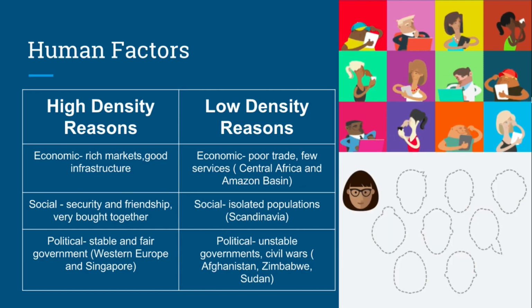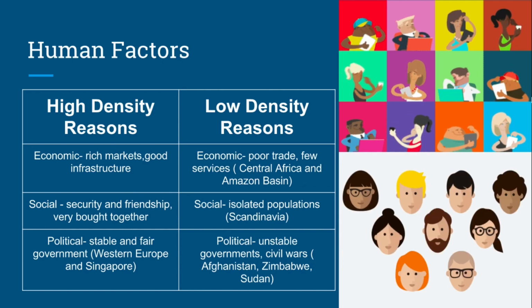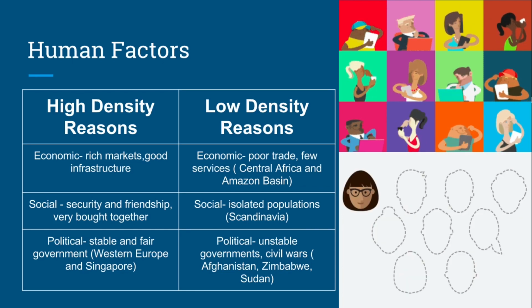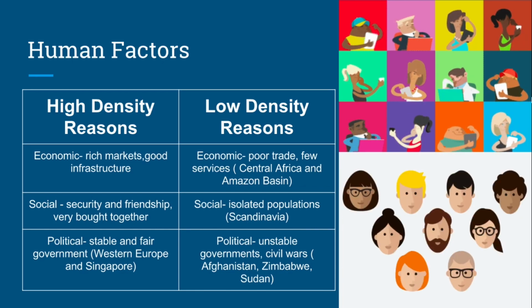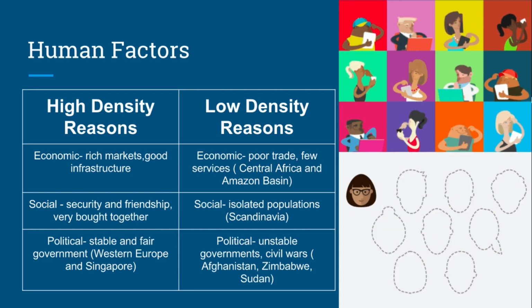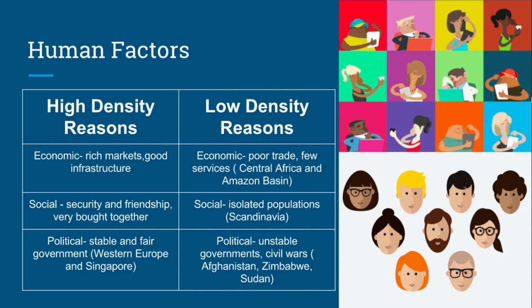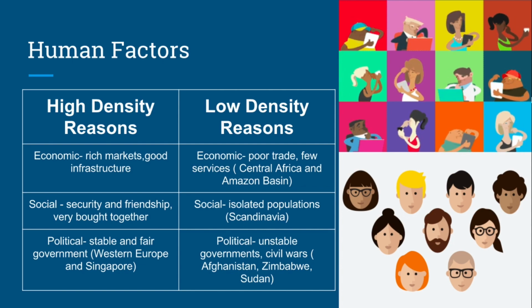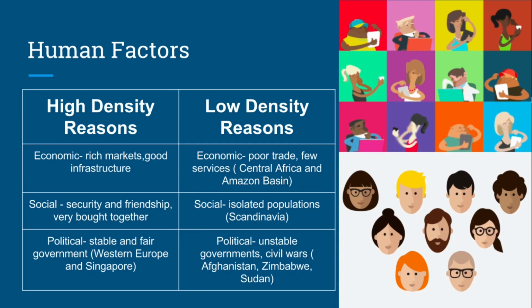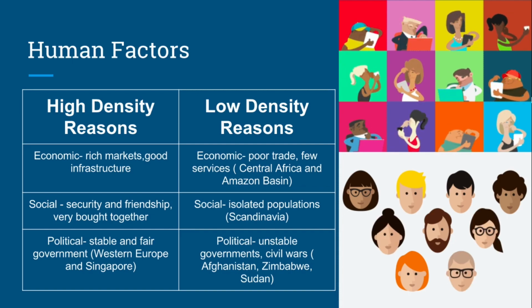Again, taking the same factors, here are the reasons for low density. Poor trading links and markets, poor infrastructure with few roads and services such as Central Africa, Amazon basin, and limited job opportunities for the inhabitants. Some groups of people prefer to be more isolated, such as Scandinavians. Unstable governments and civil wars in such areas as Afghanistan, Zimbabwe and the Sudan.